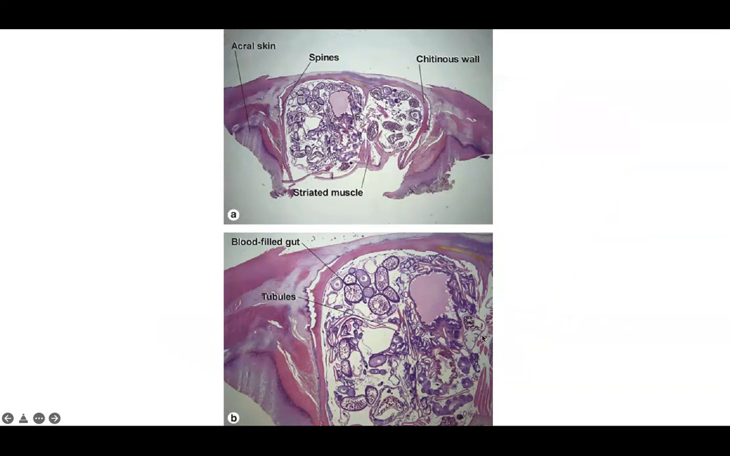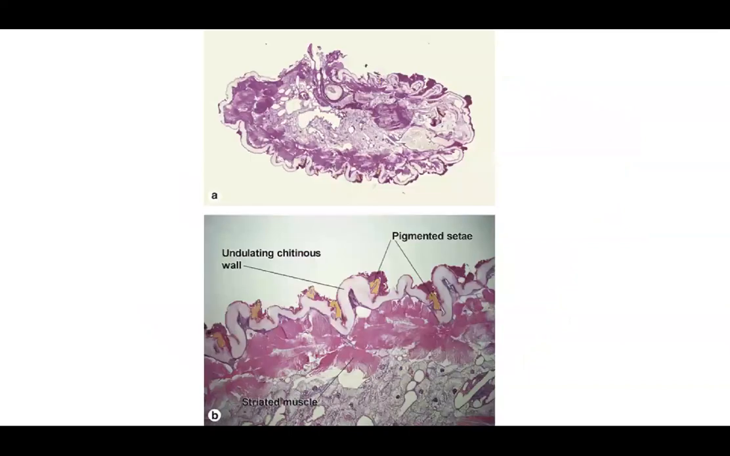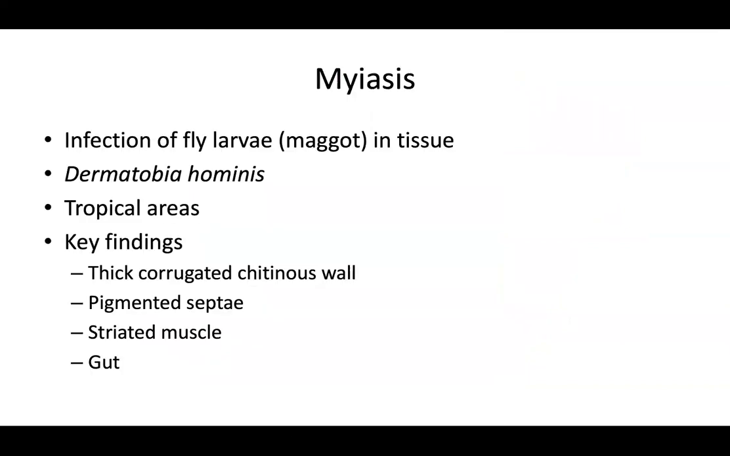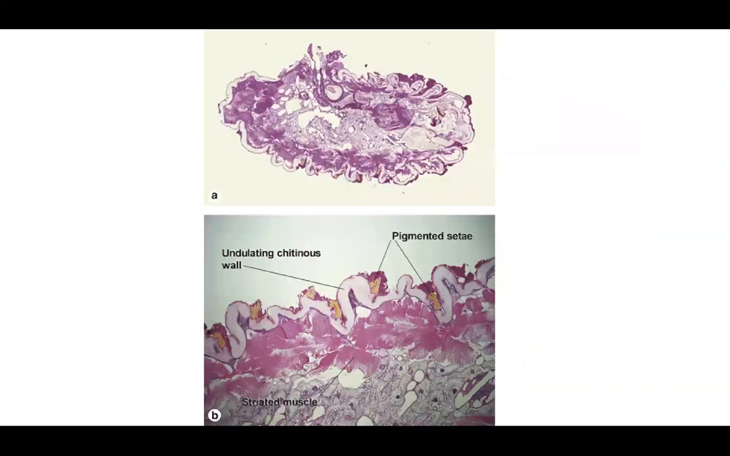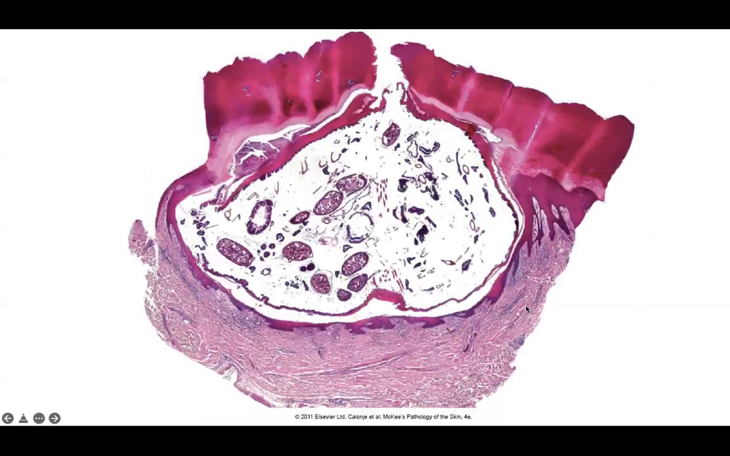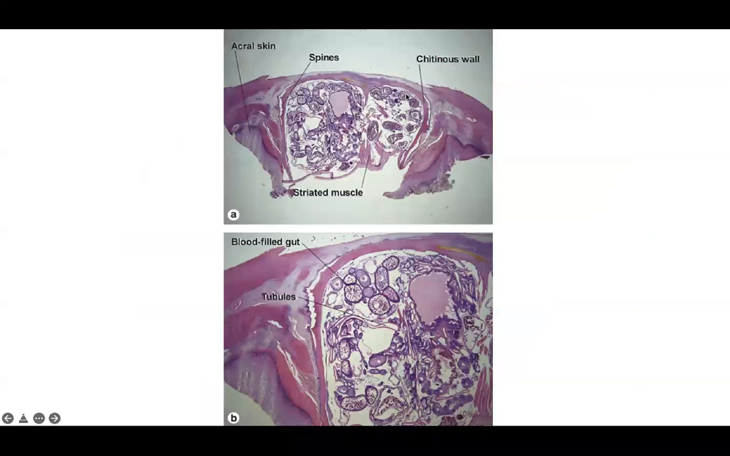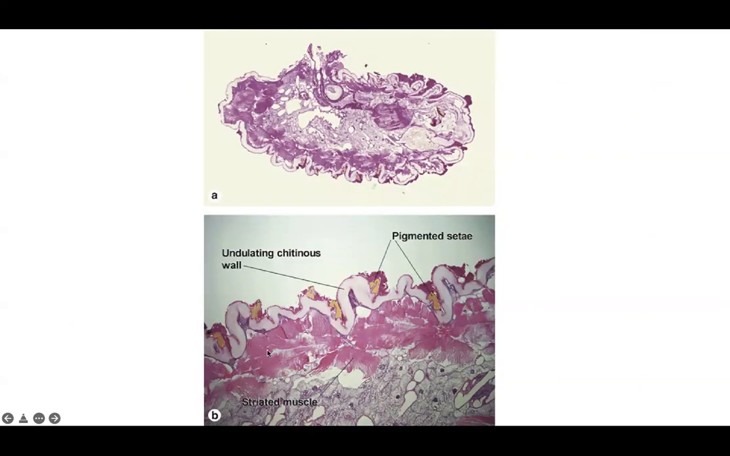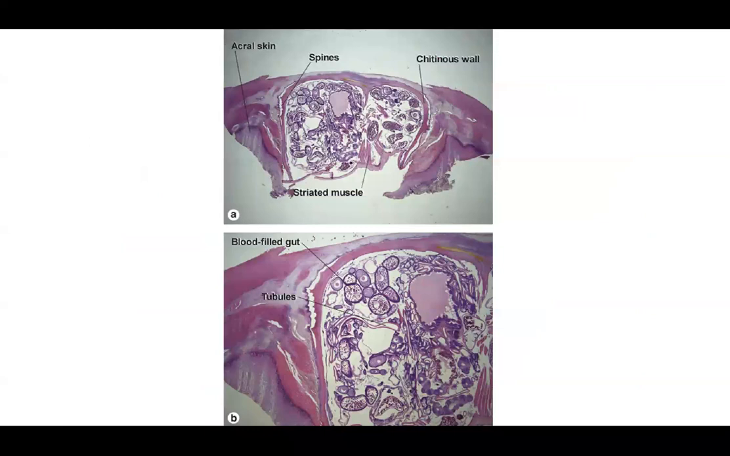It may sound a lot like myiasis with the descriptors, but you usually will not see acral skin with myiasis, and they may just show you the organism. With tungiasis, it's larger and it's embedded down into acral skin. Those are going to be helpful hints for you, because you'll still have some chitinous wall, some spines, blood-filled gut, and tubules. You may not see as much. Here you can see that striated muscle right next to the chitinous wall in myiasis, and in tungiasis you can also see the striated muscle next to the chitinous wall.